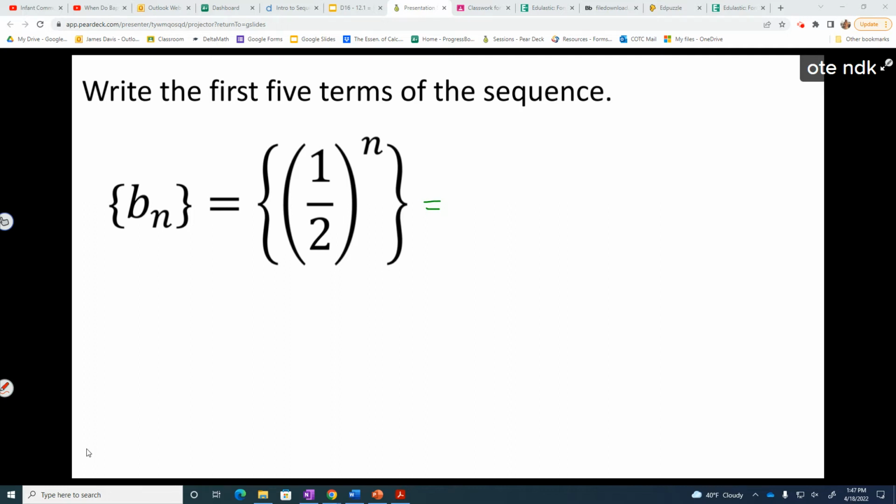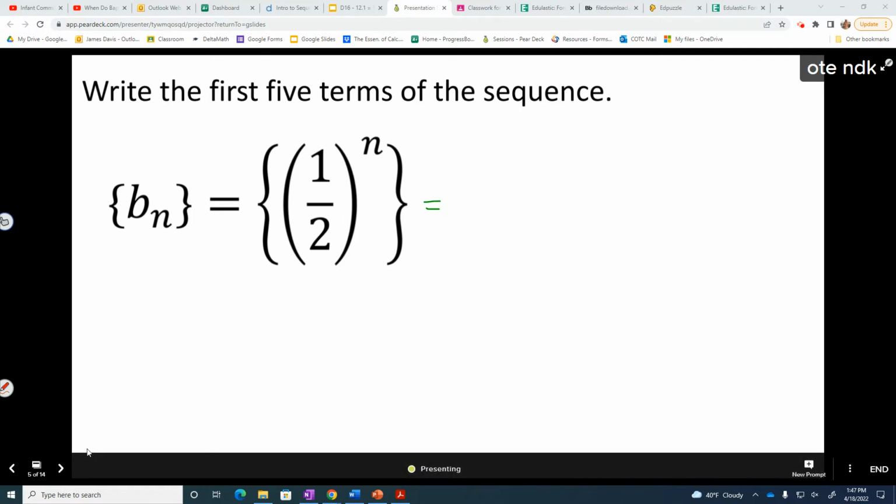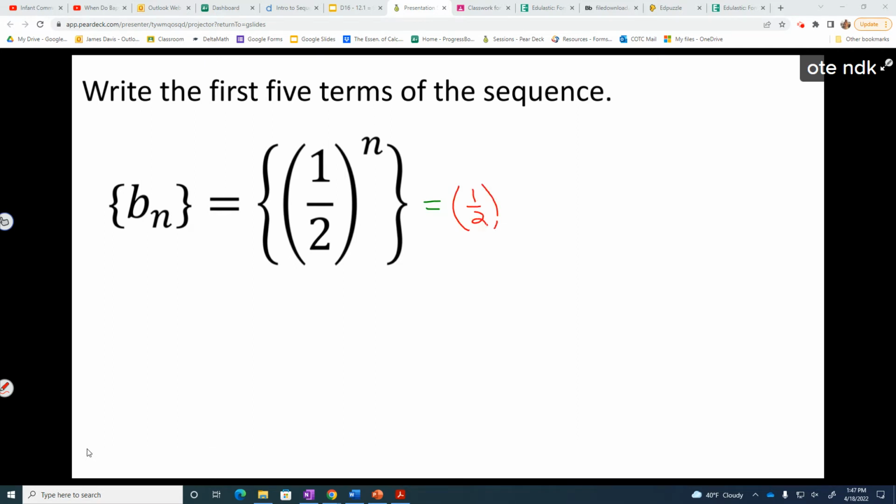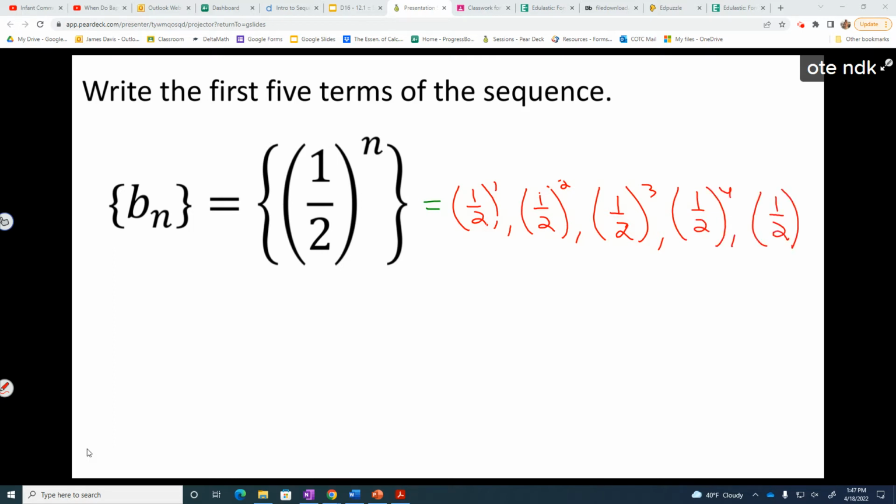So this is your function here, this part inside of the brackets. You're just going to start with 1, so you're going to do 1/2 to the 1, comma, 1/2 to the second power, comma, 1/2 to the third power, comma, 1/2 to the fourth, and we're going to do 5 terms of these. And we're going to simplify them.